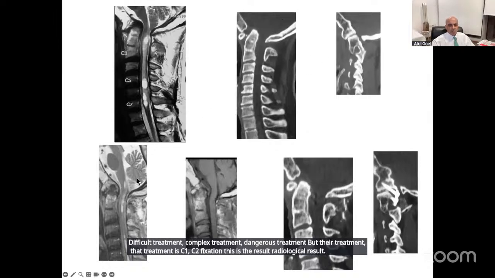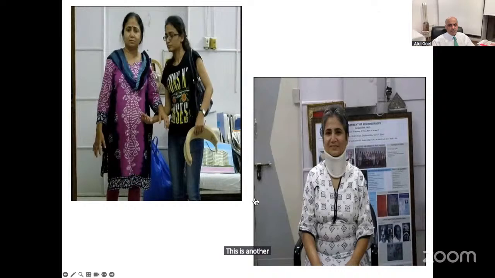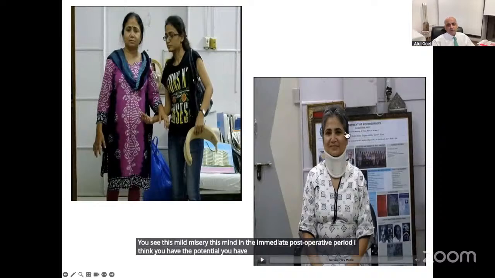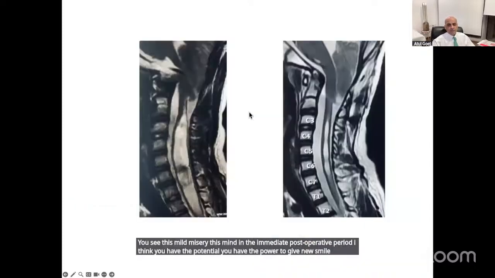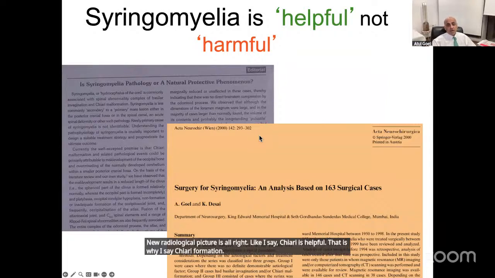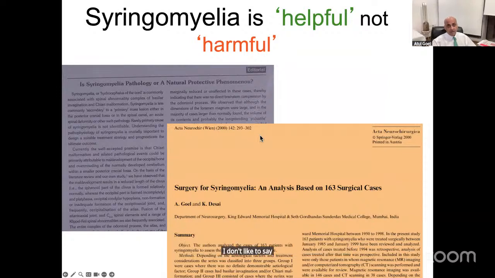This is another complex Chiari, which I think I have shown earlier. You see this misery, this smile in the immediate post-operative period. I think you have the potential, you have the power to give new smile, new life to these patients. New radiological picture is all right. Like I say, Chiari is helpful. That is why I say Chiari formation. I don't like to say Chiari malformation.